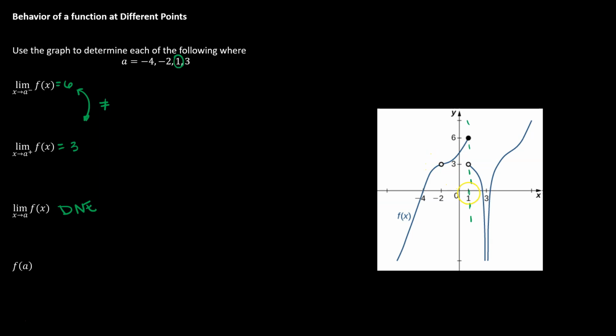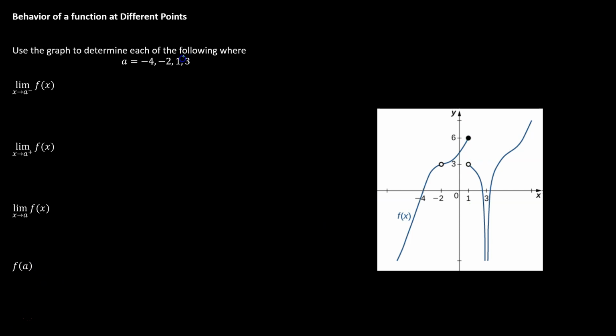at +1? On our dashed line, there's 2 spots that hit the green dashed line. One of them is an open circle. That means the function is not defined there. One of them is a closed circle. That is the function's defined point. So at x equals 1, the function is defined to be 6.